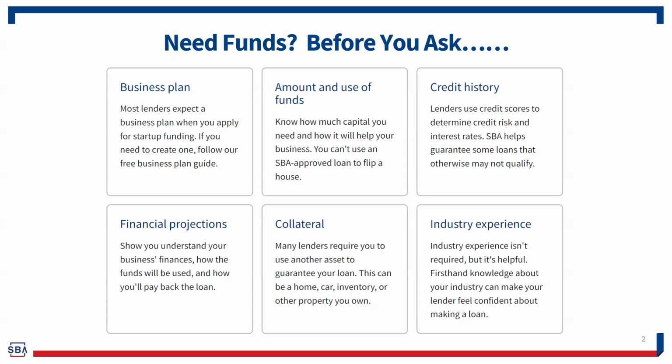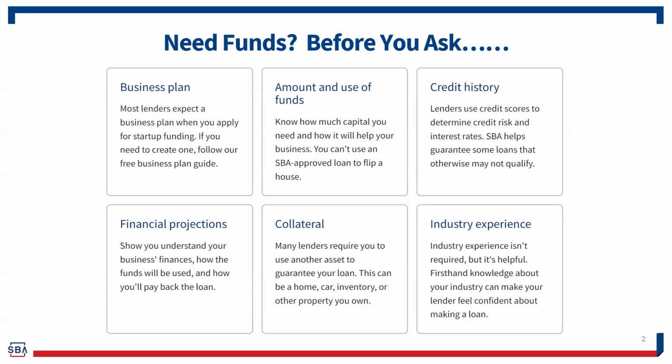Next would be the amount and use of the funds. So it would be really beneficial to go into your lender meeting and have a number in mind for what your business is looking for. And to just really know about SBA loans in general, it is great to know, first and foremost, that it has to go towards your business somehow. For example, you wouldn't be able to use an SBA loan to flip a house. It would have to go directly towards your business.